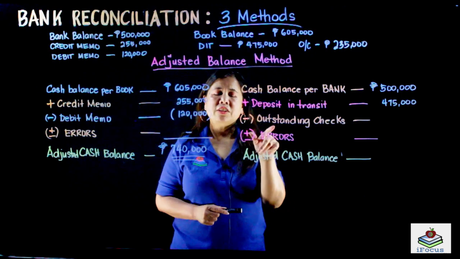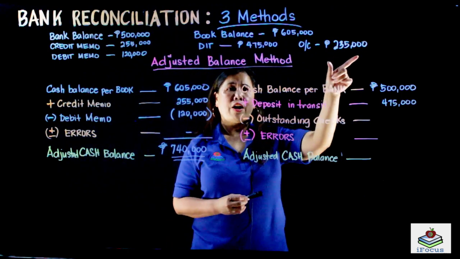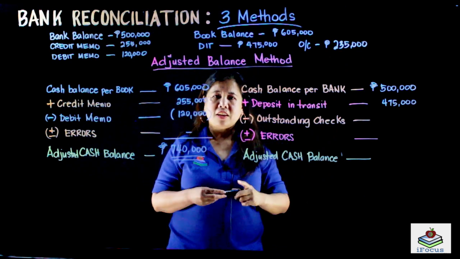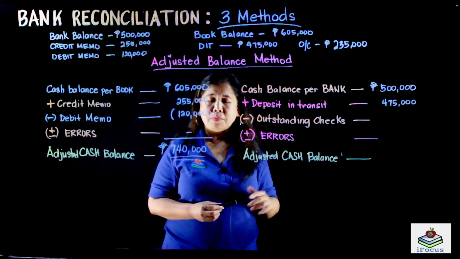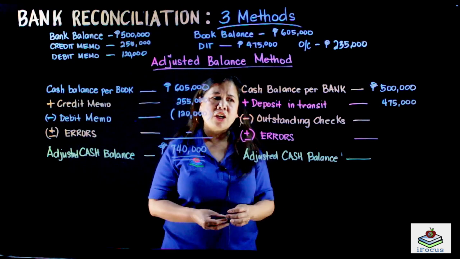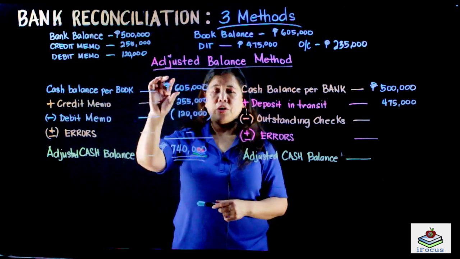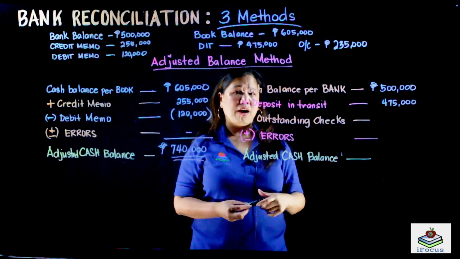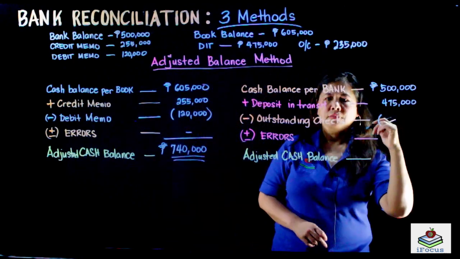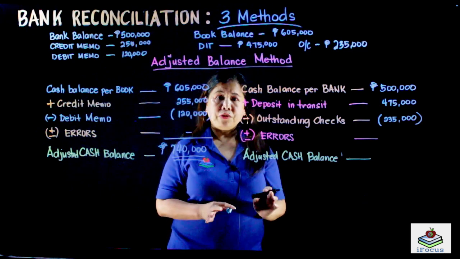Then we will minus the outstanding checks. The outstanding checks is 235,000. Ano ba itong outstanding check? Ang outstanding check, yung payee hindi pa nakakarating sa bangko para in cash niya ang check na yon. Nabawas na sa cash balance per book, kaya ima-minus natin yan sa per bank para magtutugma silang dalawa. And the outstanding checks is 235,000.